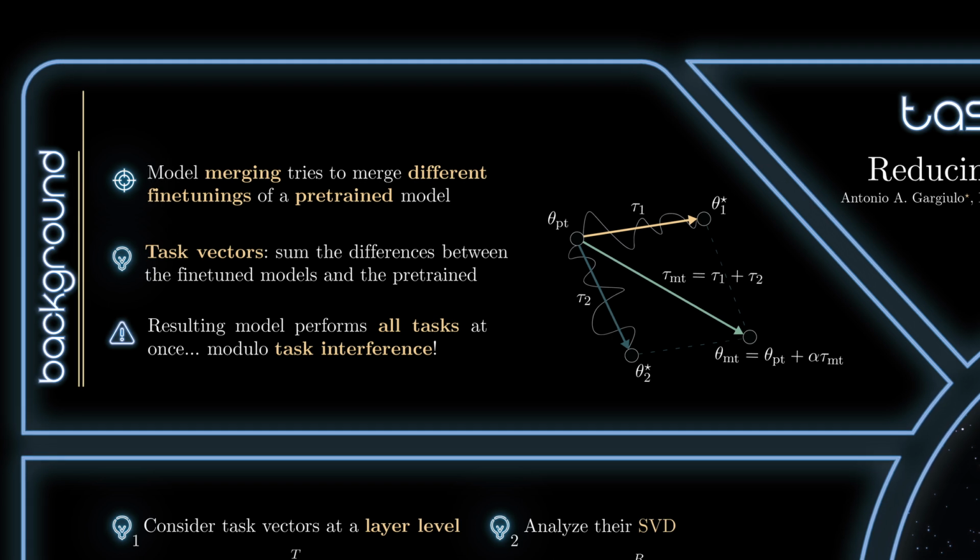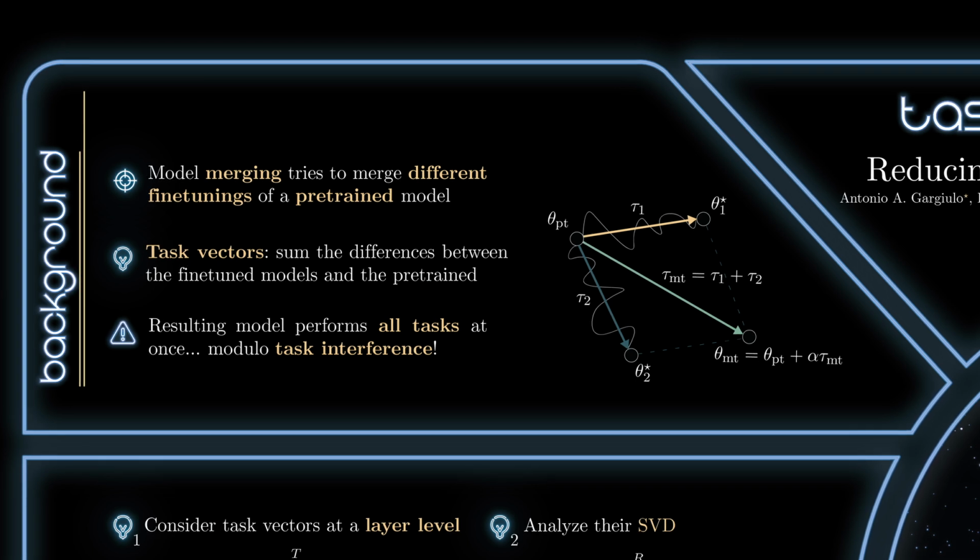Then, if you sum these task vectors together and sum them back to the pre-trained model, you obtain a model that can do all the tasks at once. Unfortunately, however, you also have to account for task interference.